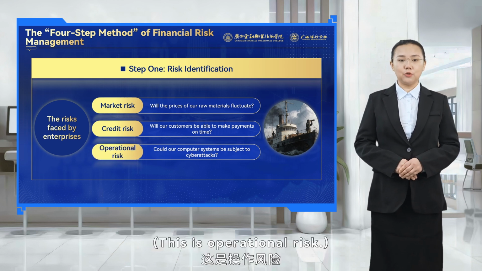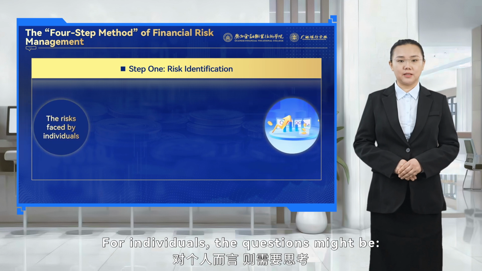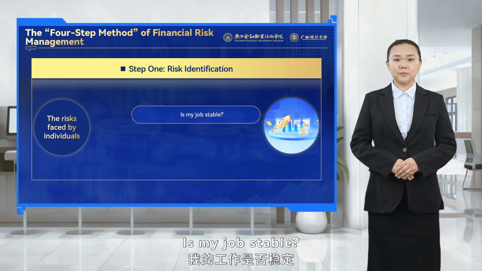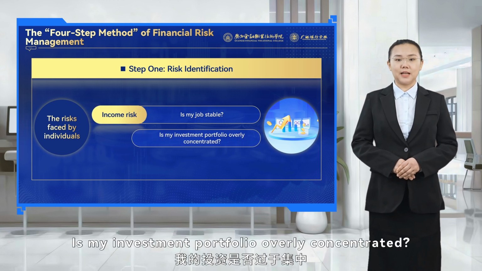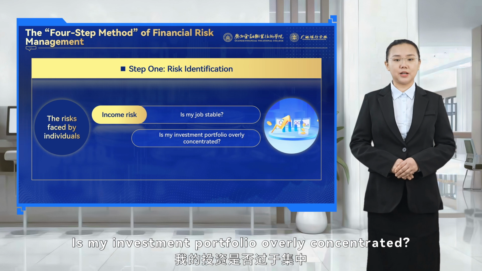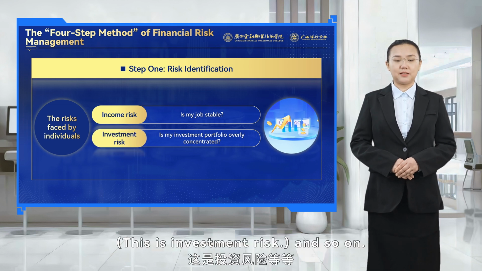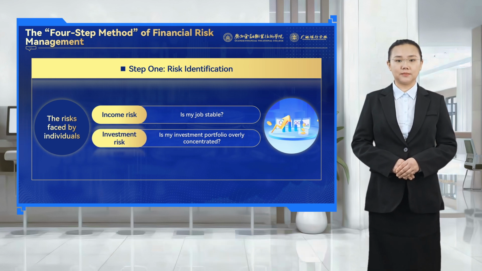This is operational risk. For individuals, the questions might be: is my job stable? This is income risk. Is my investment portfolio overly concentrated? This is investment risk, and so on.